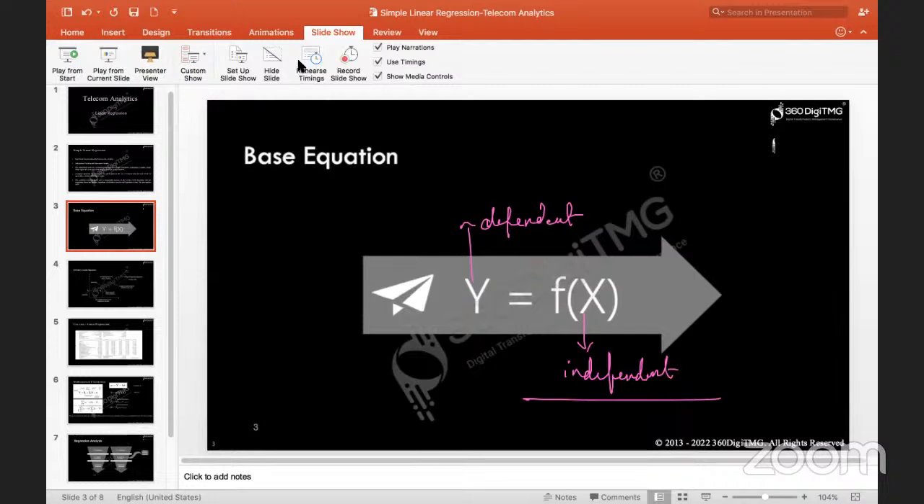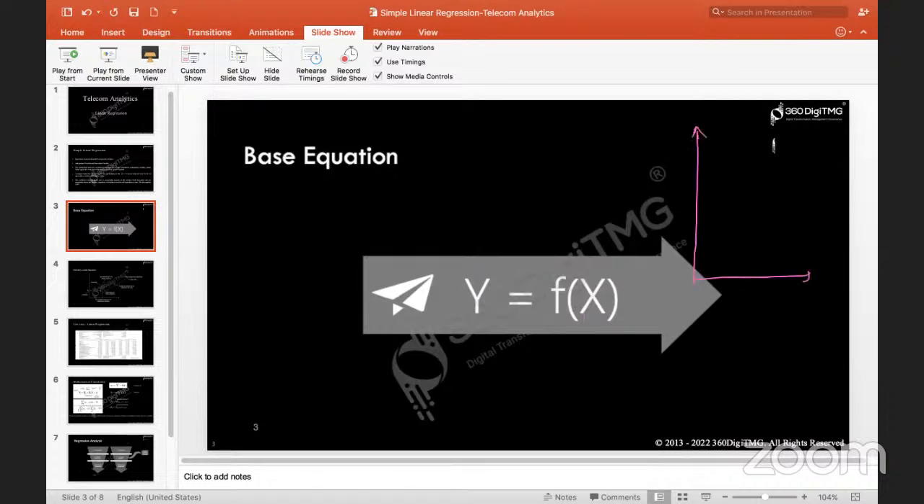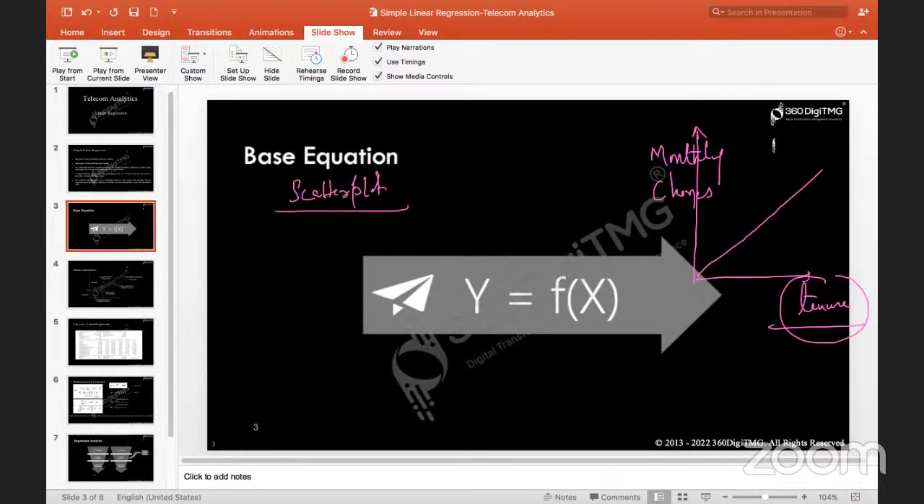Whenever you want to build a regression model, suppose I have tenure and monthly charges. If these two have a very good relationship, the plot which will help us find the relationship between both of them is called a scatter plot. This plot will give you the relationship, whether both are linear or not, whether they are moving in the same direction, positive or negative, and how strong the relationship between them is, given by the strength.